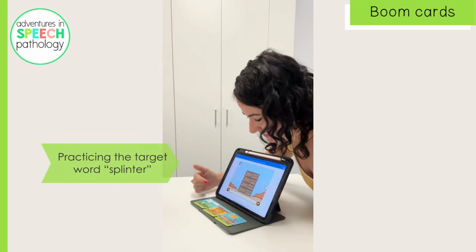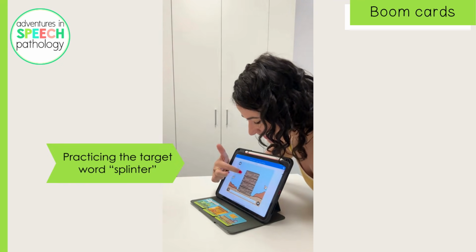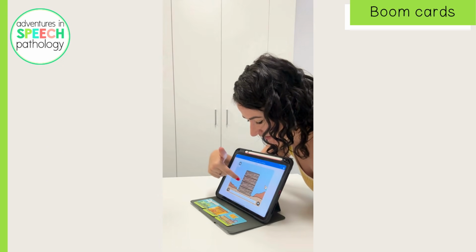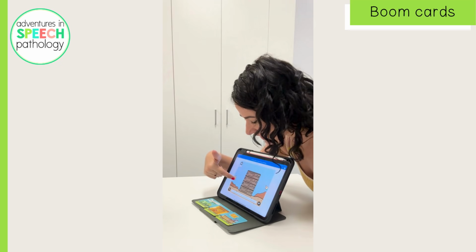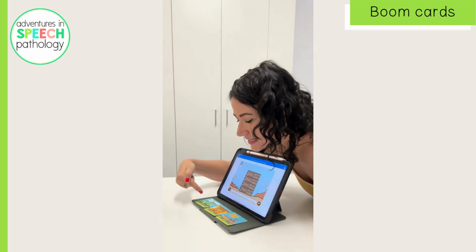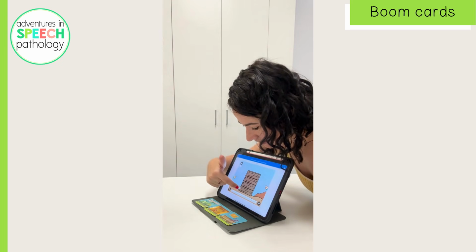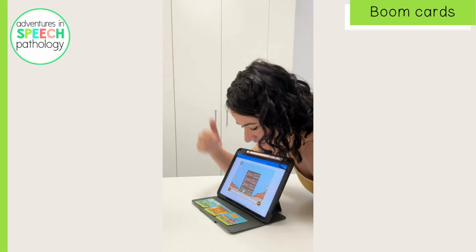Oh, this is a splinter. See, he's got a splinter here. So we're going to think, where did he get that splinter? Okay. Can you say with all these sounds? Splinter. So he got a splinter from this bit here.